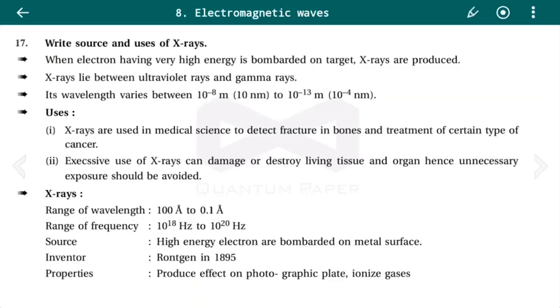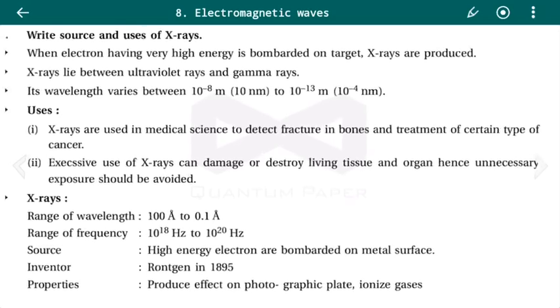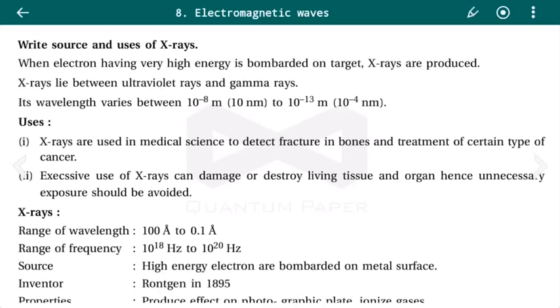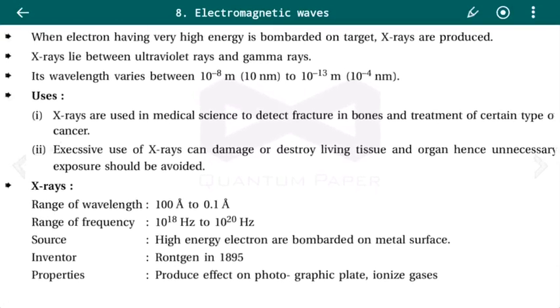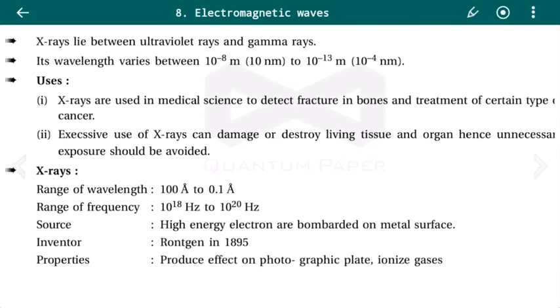X-rays lie between the ultraviolet rays and gamma rays. That means the range of frequency of the X-ray is between the ultraviolet rays and the gamma rays. Its wavelength varies between 10 nanometer to 10 raised to minus 4 nanometer. Let us see the uses of the X-rays. X-rays are used in medical science to detect fracture in bones and treatment of certain types of cancer.